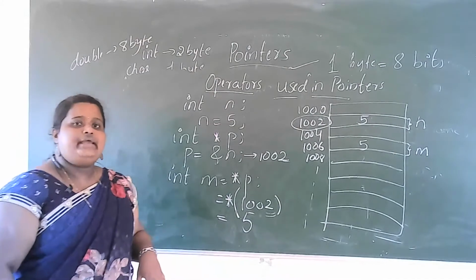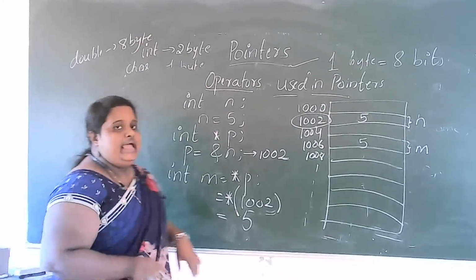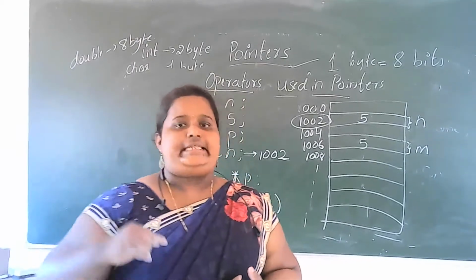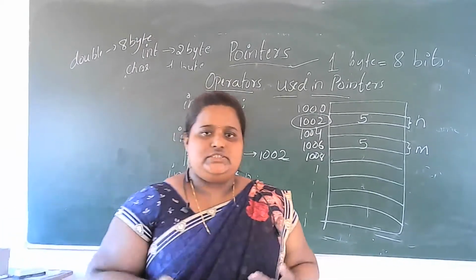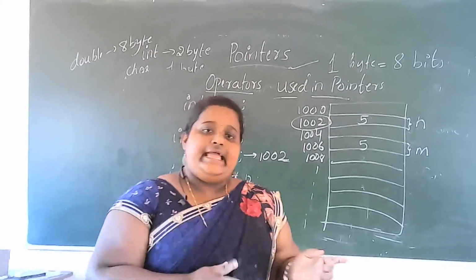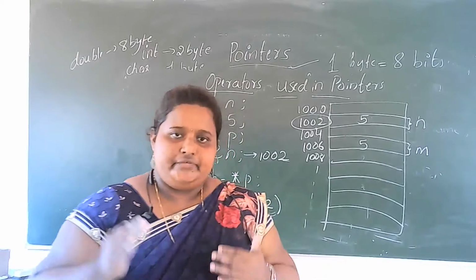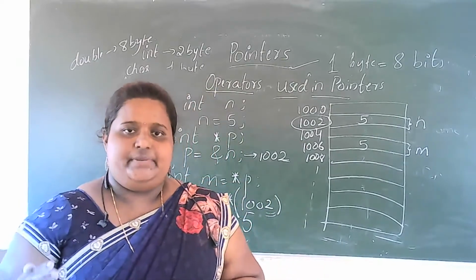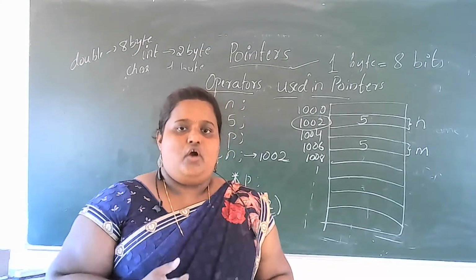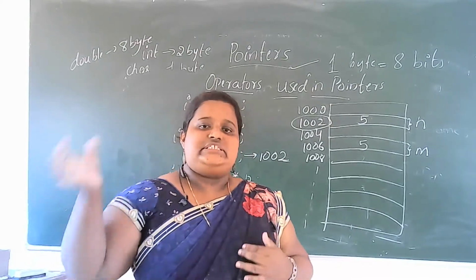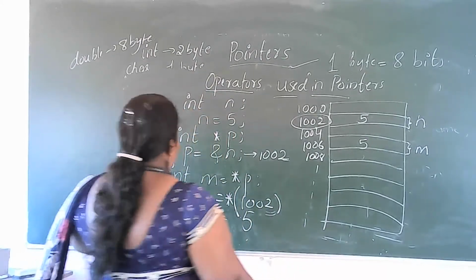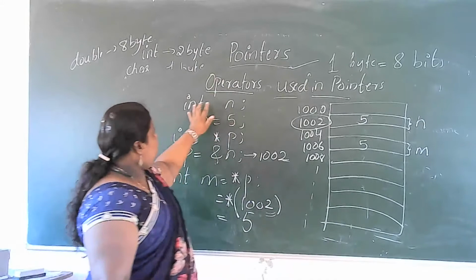Address of operator and indirection operator. Address of operator is used to store the address of another variable. Indirection operator or pointer operator, that is star, is used to retrieve the data or the value which is stored in a particular memory location. Okay, I'll explain once again.